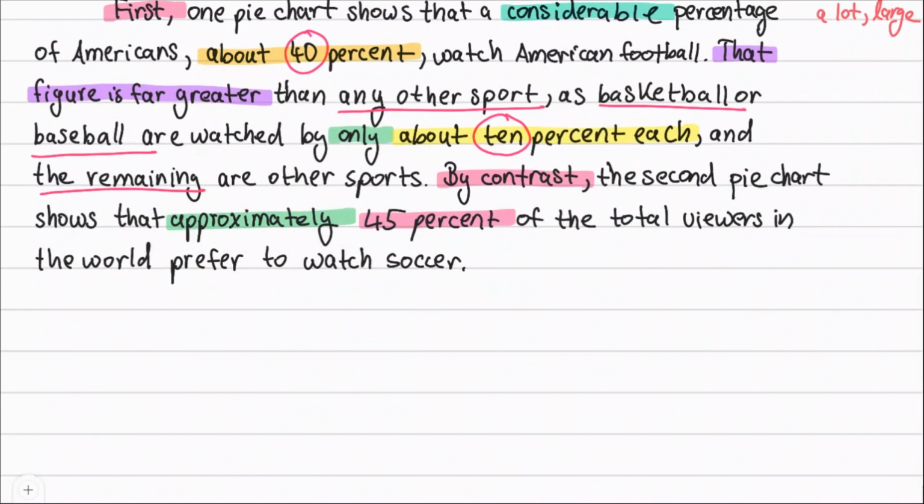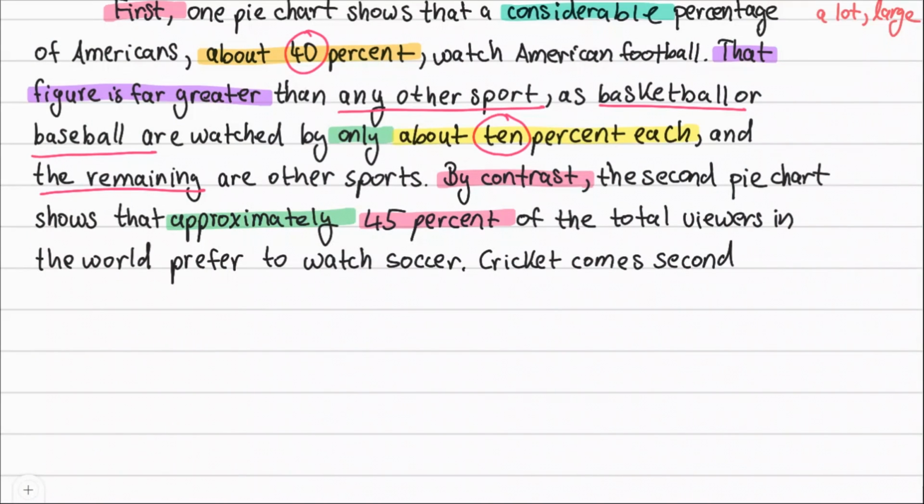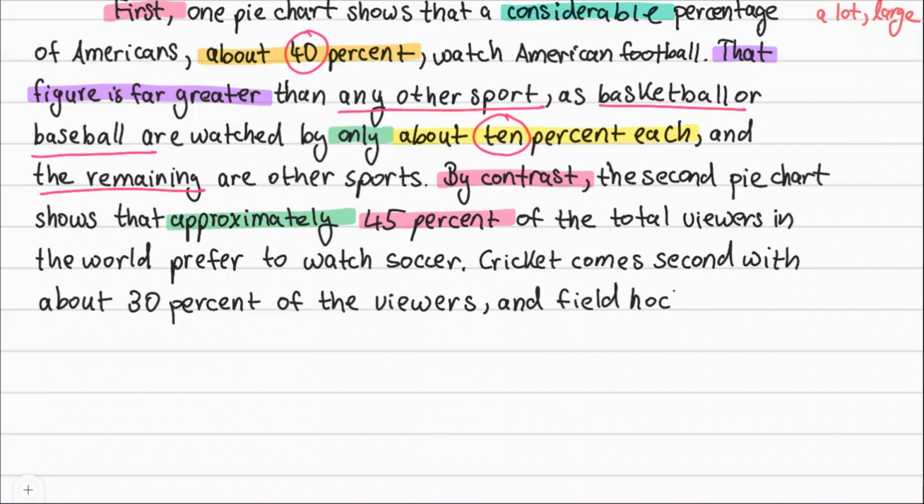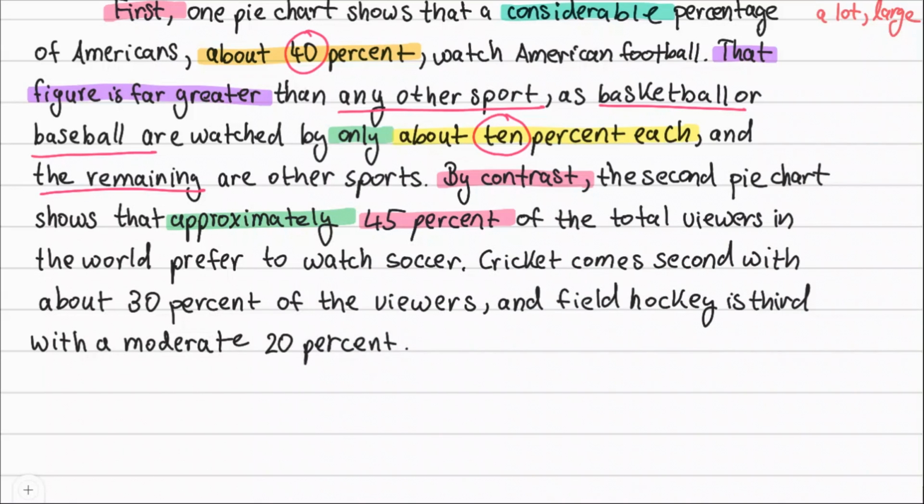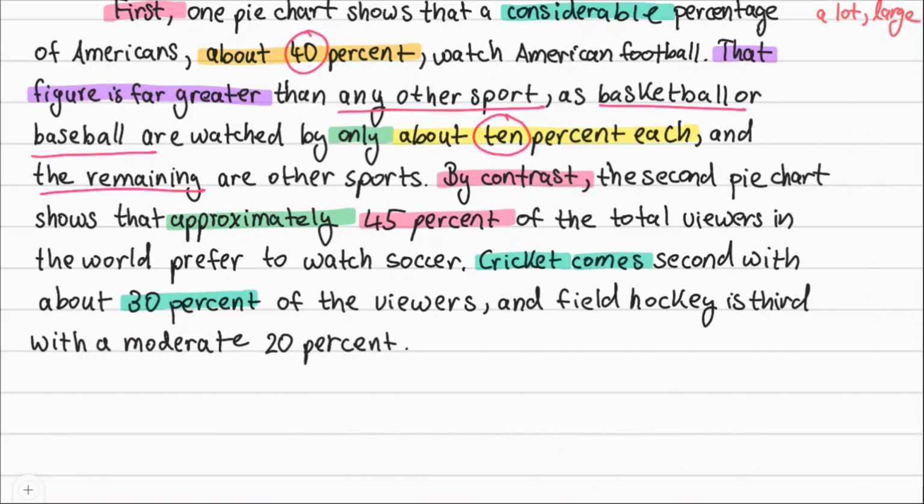Now I will give another sentence to support the claim that soccer is most popular in the world. "Cricket comes second with about 30% of the viewers, and field hockey is third with a moderate 20%." I use the same pattern for both parts of this sentence: sport, verb, percent. However, I changed "comes" to "is" so that there is variety and a bit of flow.